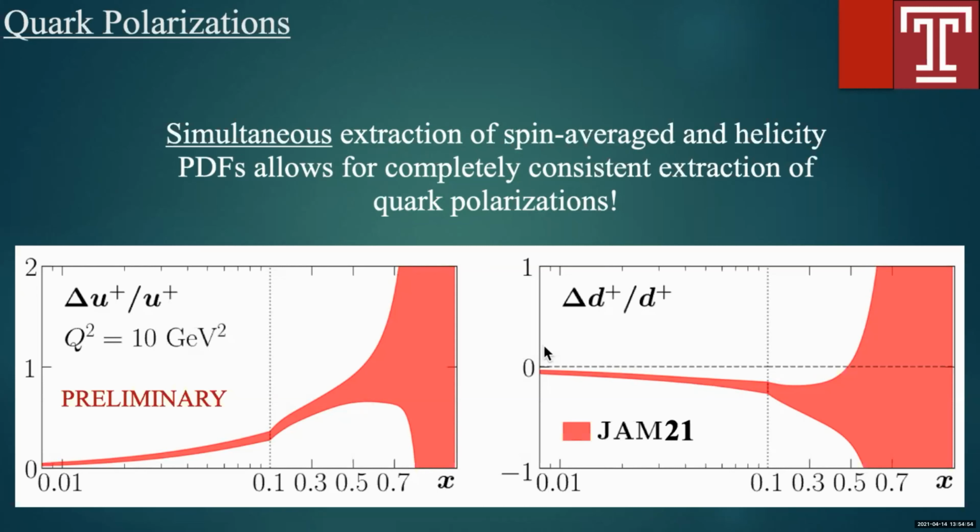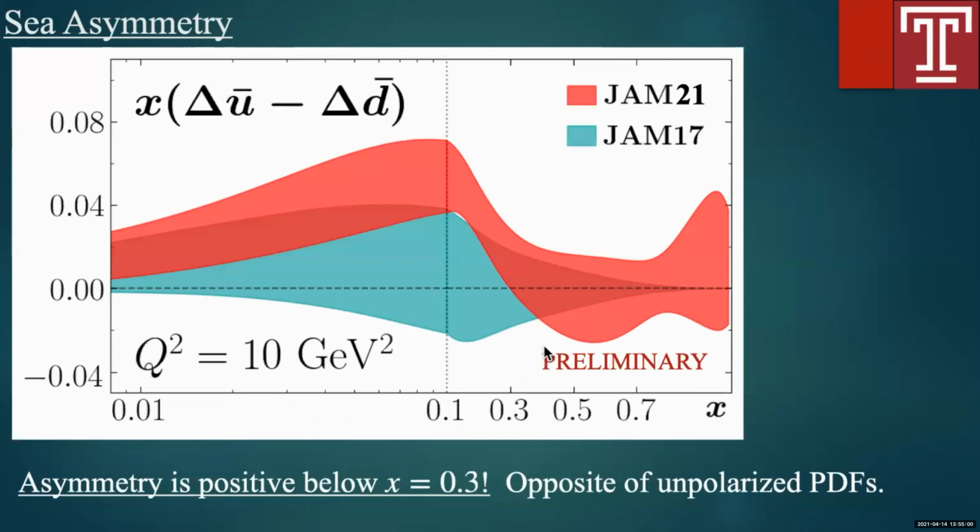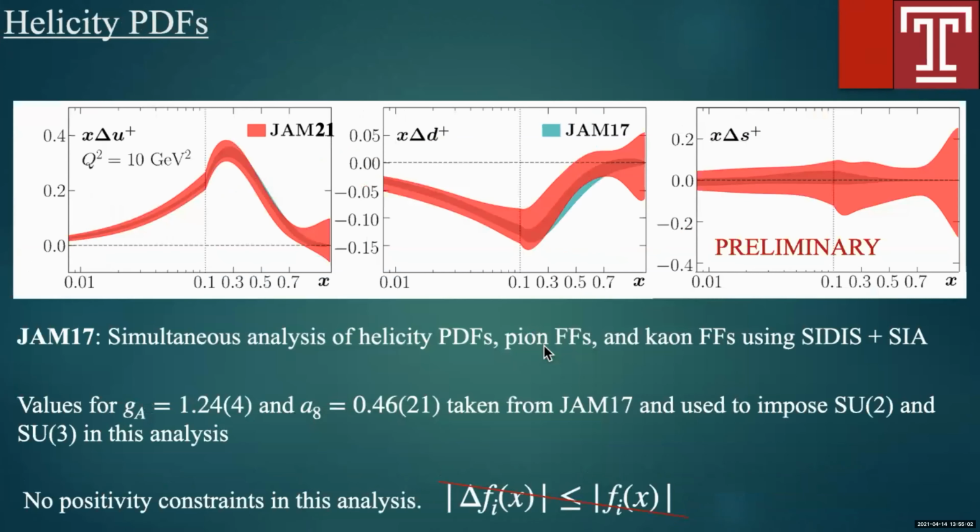Chris, just a curiosity on a slide, I think it's the previous slide. One more. Okay, this one. The huge difference in the uncertainty for delta S plus, where does it come from? Is it just different data? Yeah, so the JAM17 analysis included semi-inclusive DIS and semi-inclusive annihilation. Well, semi-inclusive DIS is the relevant one, but that does provide constraints on delta S. Okay, thank you very much.